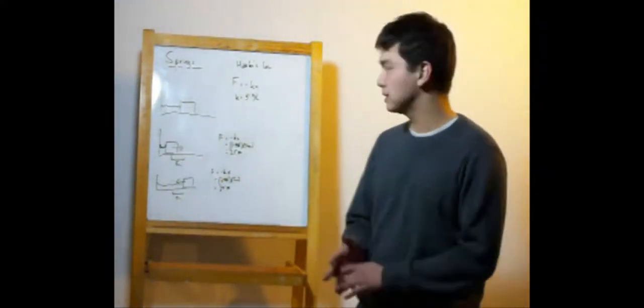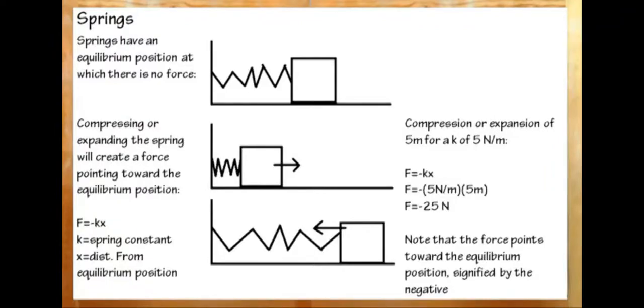Alright, to recap. Springs can be compressed or expanded, but will always return to their resting position. Compressing or expanding a spring will create a force as described by Hooke's Law, which states that force equals negative k, which is the spring constant given to you for each spring, times x, which is the distance from the resting position. The negative only serves to say that the force will be opposite to the direction in which the spring has been compressed or expanded.